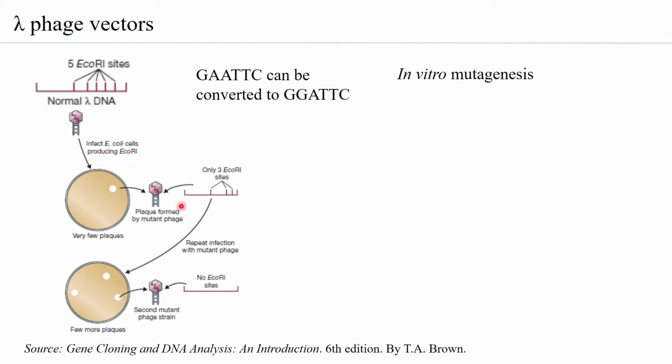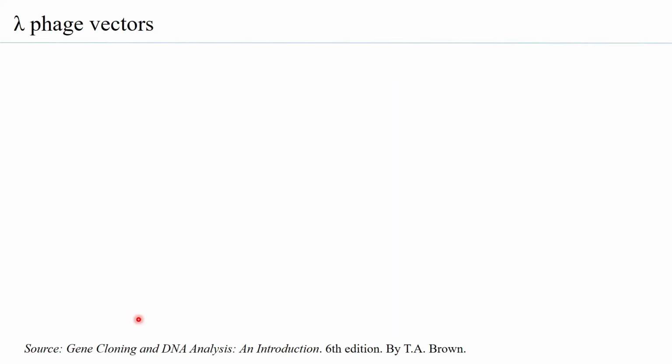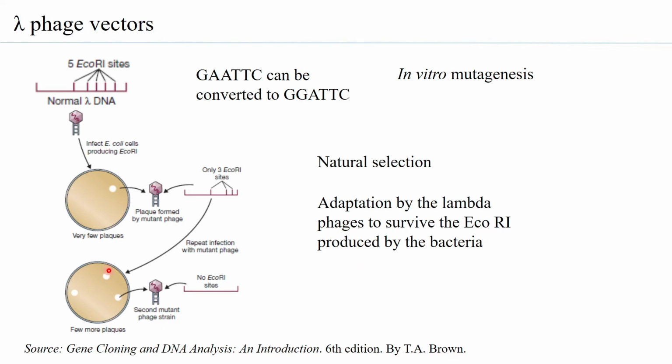If you take this phage and grow it again in a media which contains E. coli that is able to produce EcoR1, the phage will adapt further to grow in a situation where EcoR1 is produced. Then it may be possible that you have eventually the phage adapting in such a way that it has only one or no EcoR1 sites as well. That is also possible. So adaptation by the lambda phages to survive the EcoR1 produced by the bacteria is the key to natural selection.